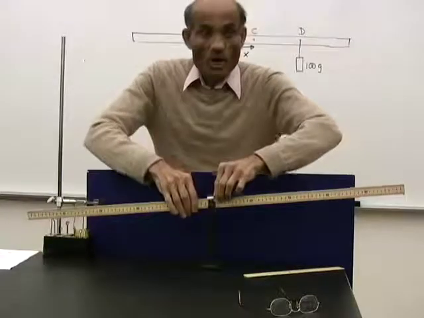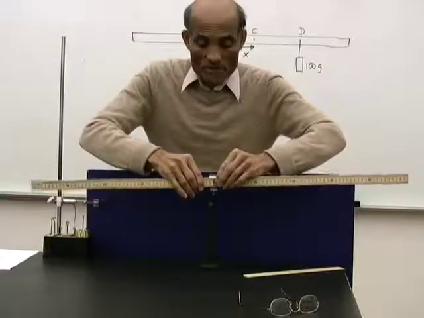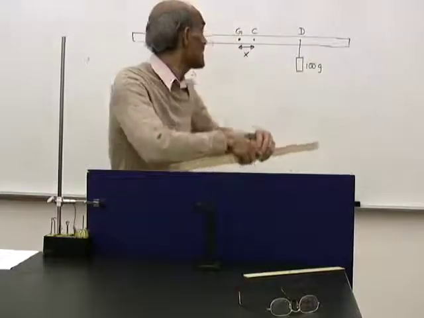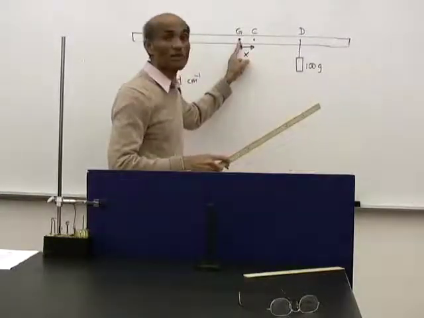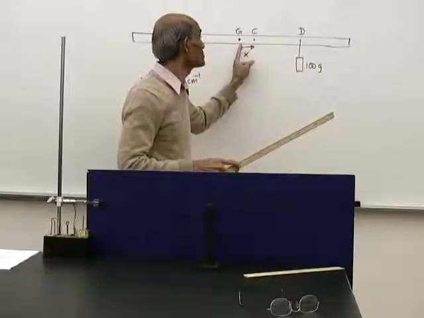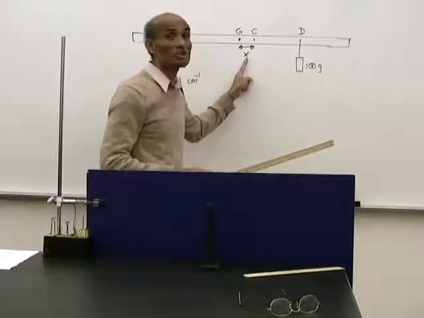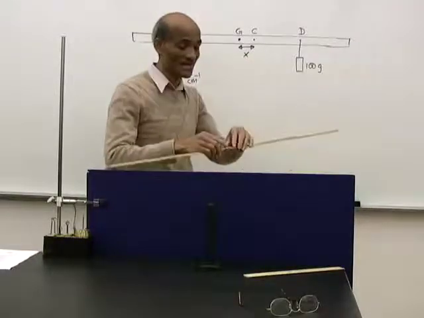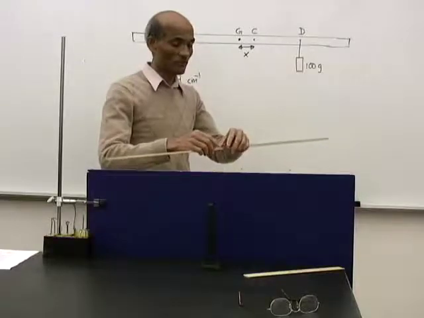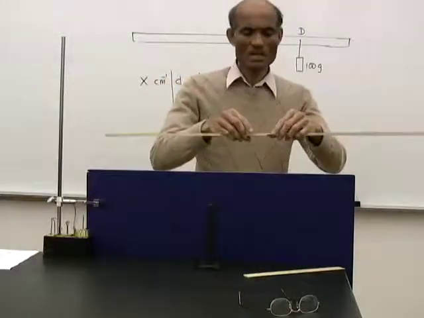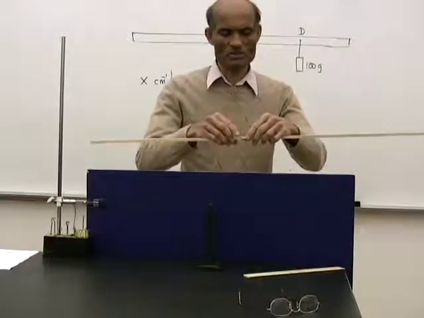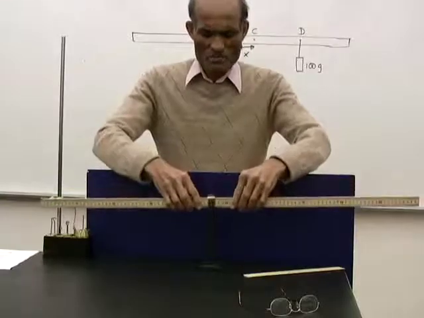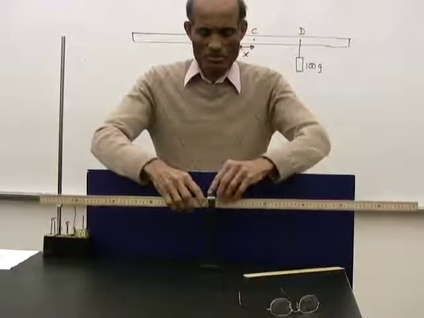Now, I need to move the balance point from G to C so that the distance GC, which I'm going to call X, has a first value of 4 centimeter. So if 50 is the center of gravity, I move it to 56. There you are. Now I'm going to balance it at that point C.